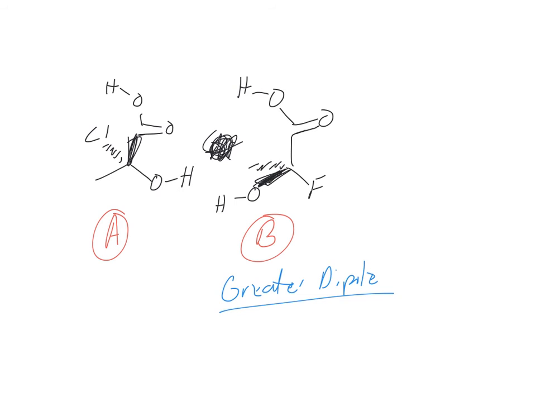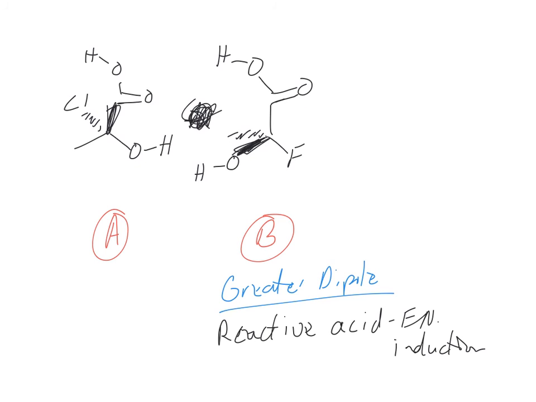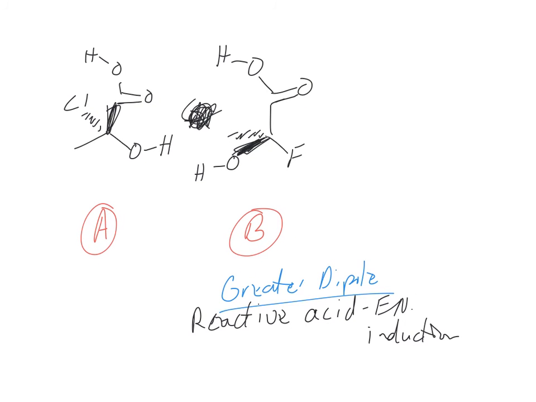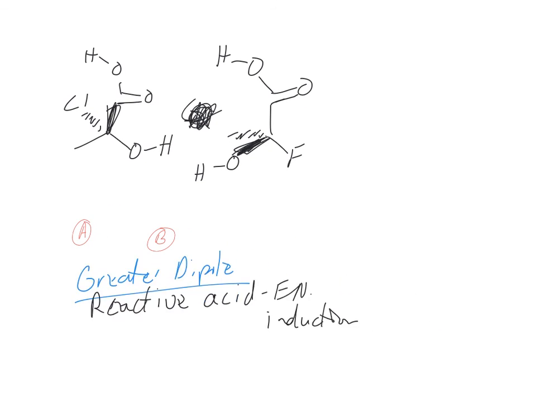So this not only has the greatest dipole, it's also the most reactive acid, right? Because what's affecting reactivity? Induction, right? Reactive acid, electronegativity, induction. Good. Okay, so now that we've talked about dipoles and reactive acids, we decided B is our more reactive acid. Let's focus in on B. We'll shrink this stuff down. Get this out of the way.